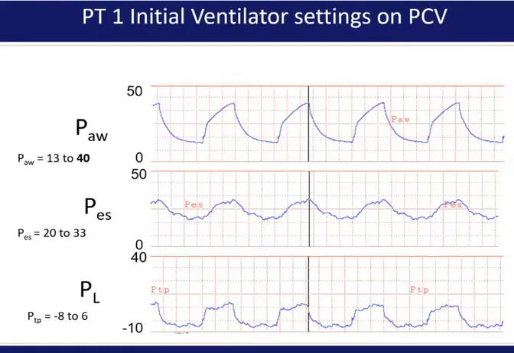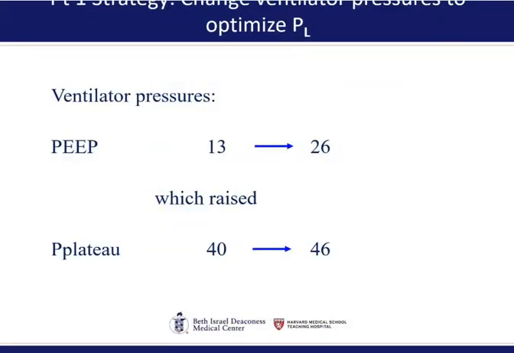And at end expiration, the transpulmonary pressure calculated out negative. Now, it's not negative. There's not a vacuum in the lung. What this means is the pressure of the chest wall pushing down is higher than the pressure being applied at the airway to distend the lung. In that circumstance, the lung will collapse at end expiration. So what did we do to this patient? We increased the PEEP from 13 to 26. That increased the plateau pressure from 40 to 46.